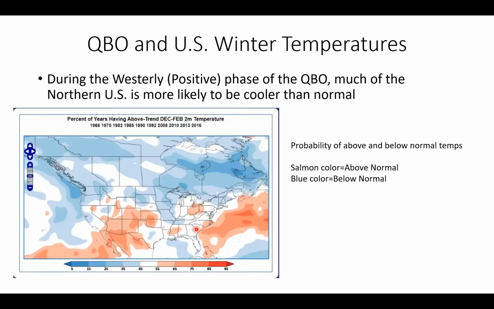What about the westerly phase of the QBO? What's its impact on U.S. winter temperatures for the months of December, January, and February? Much of the northern U.S. during the westerly phase of the QBO is more likely to be cooler than normal. See the blue shading here? Higher probability of cooler than normal, whereas parts of the southwestern U.S. have a higher probability of warmer than normal temps during a westerly phase of the QBO.